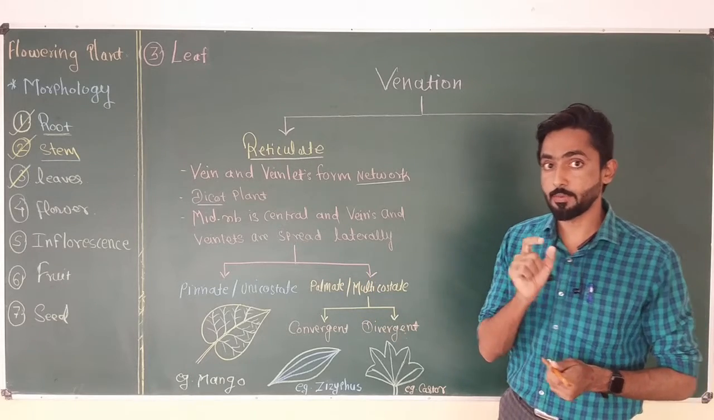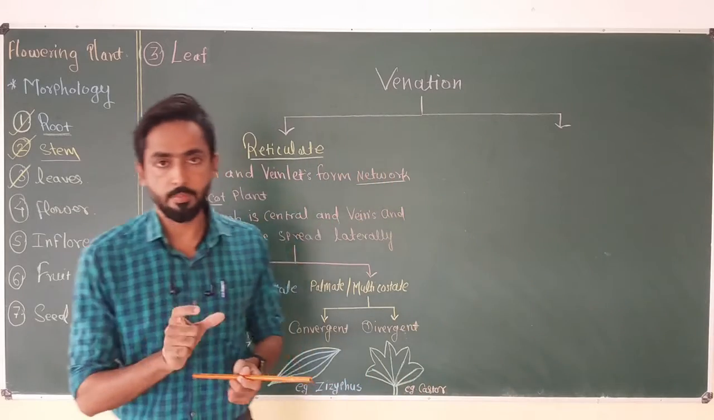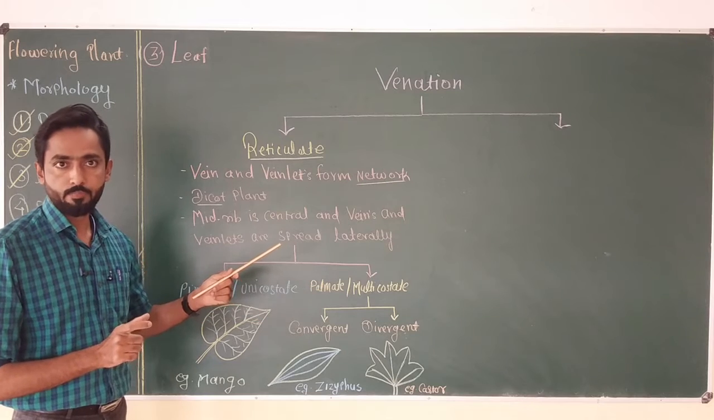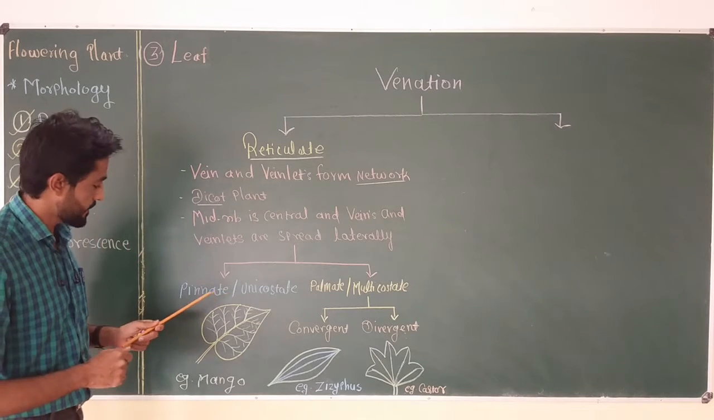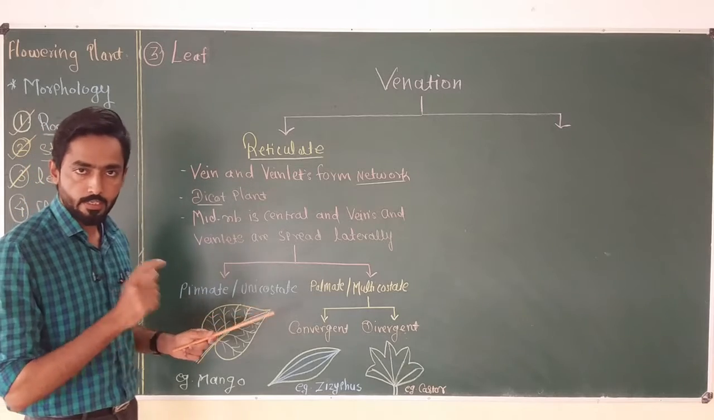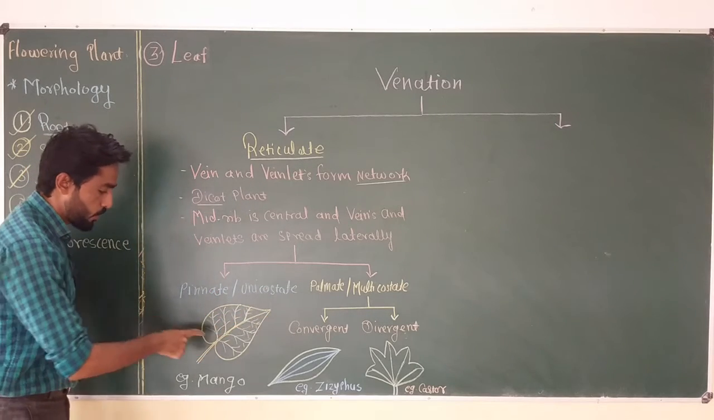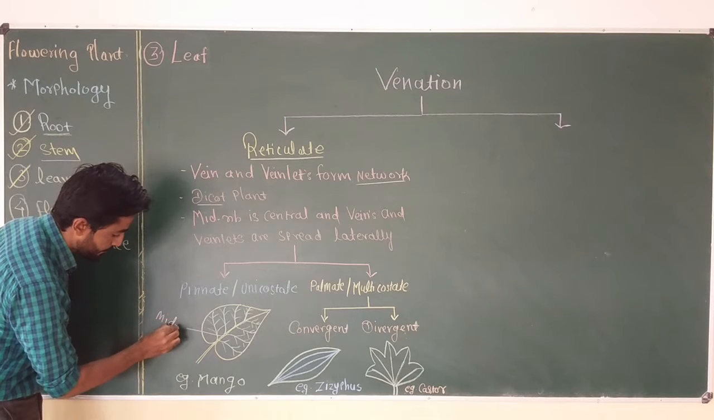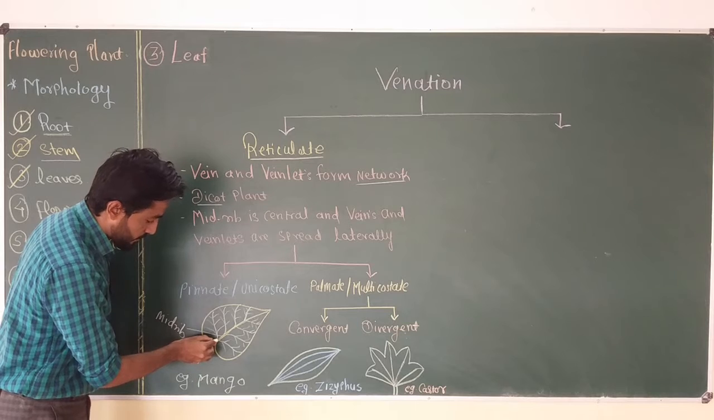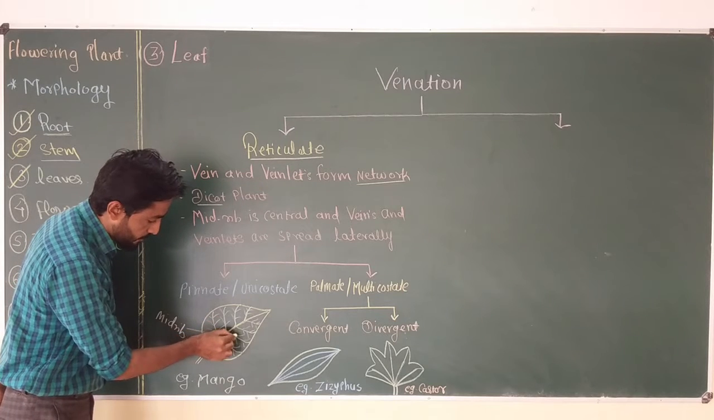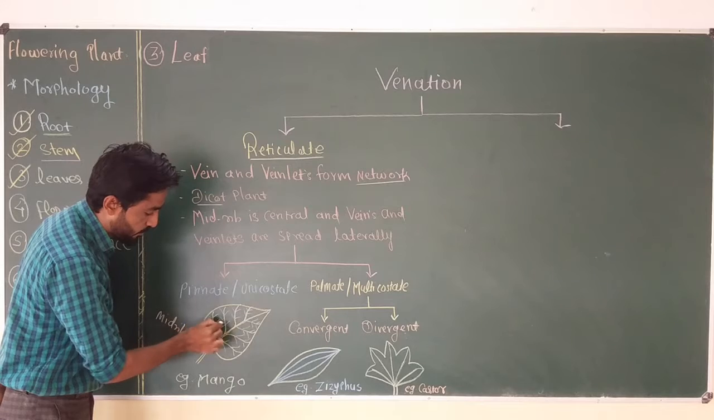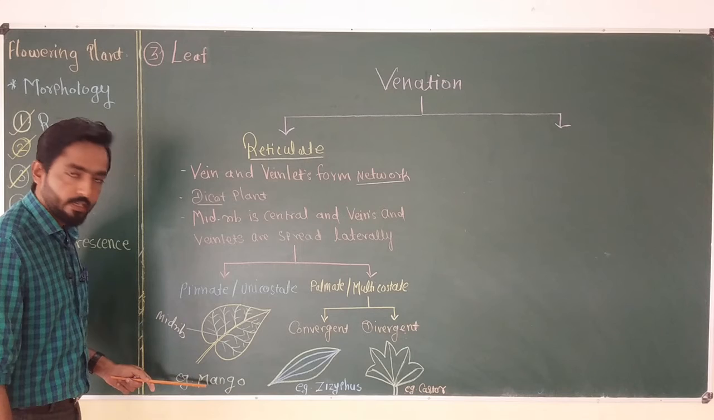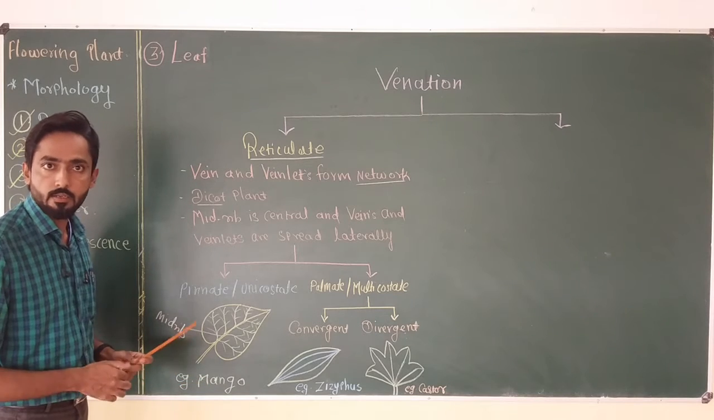Actually, on the basis of the number of midribs present in the lamina of the leaf, there are two different types of leaf which come under reticulate venation, that is pinnate or unicostate. This type of leaf shows a single midrib. Okay, so this is the midrib, and then veins and veinlets arise from this midrib and form a network in the lamina. An example of unicostate venation is found in mango or peepal leaf.